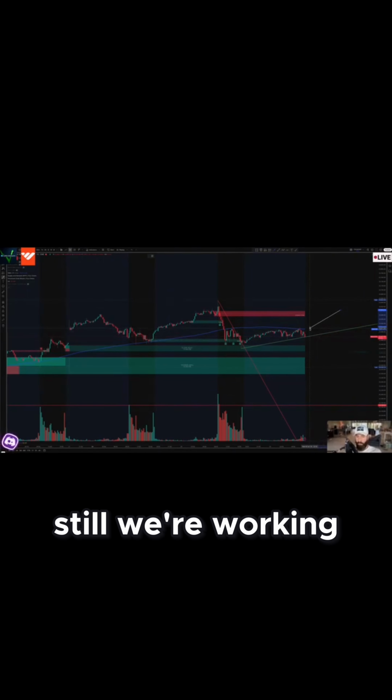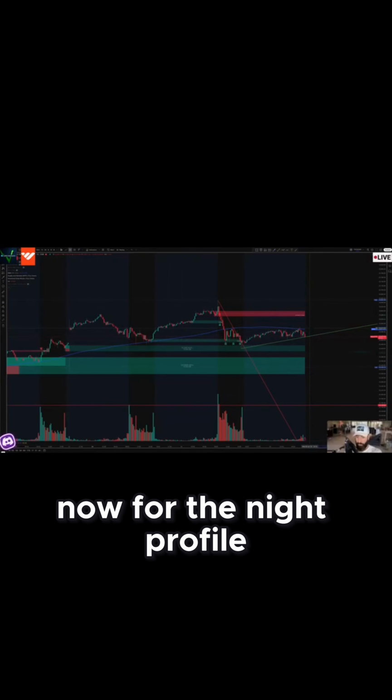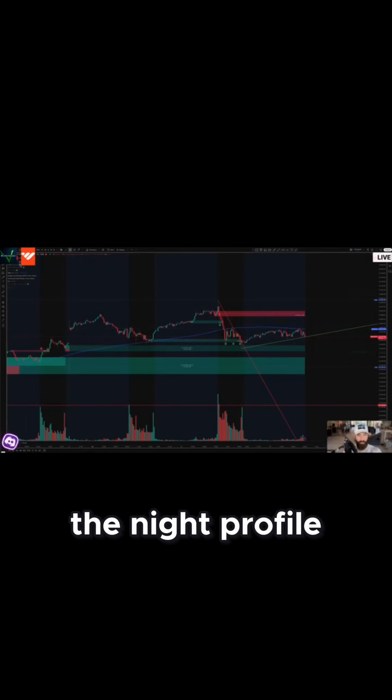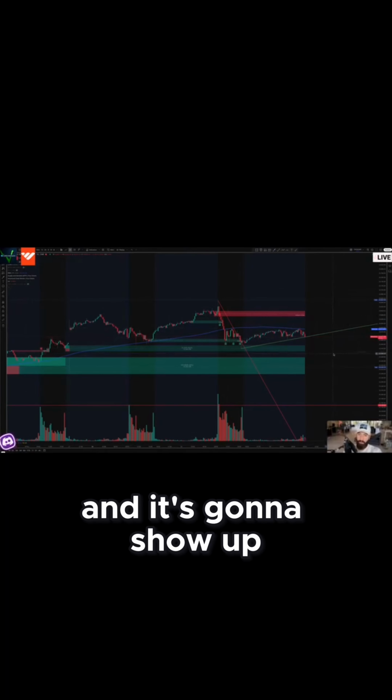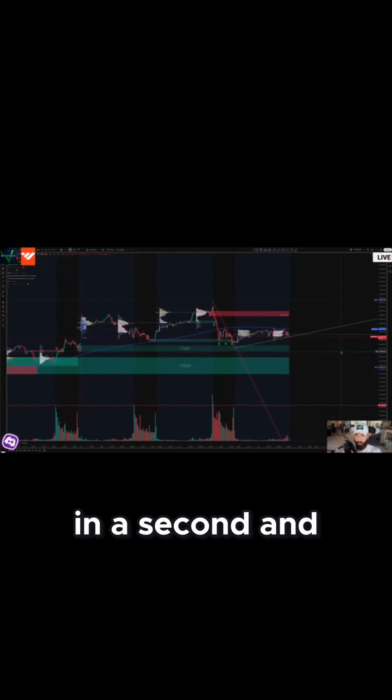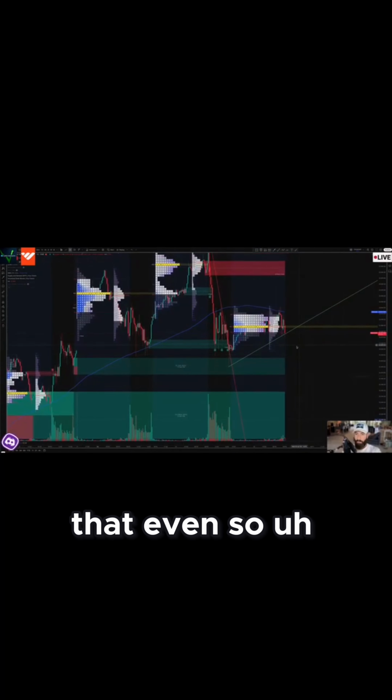We're working the night profile. We're going to look now at the night profile and see how it looks. It's going to show up in a second, and there's no surprise that we see that even so the price is still not crossing this line.